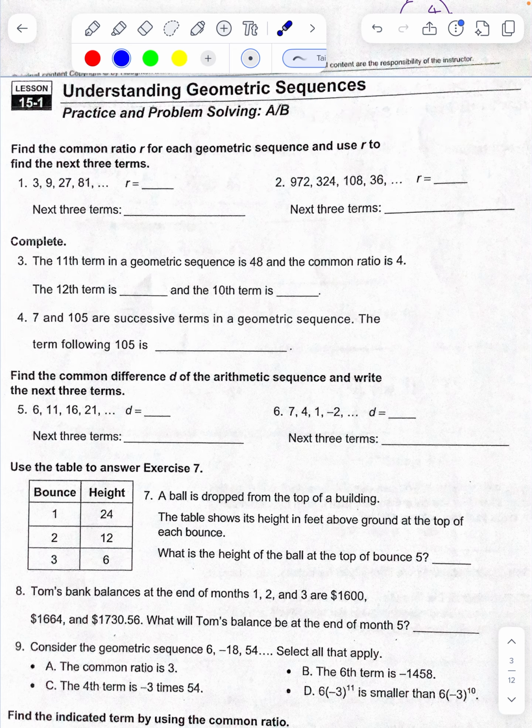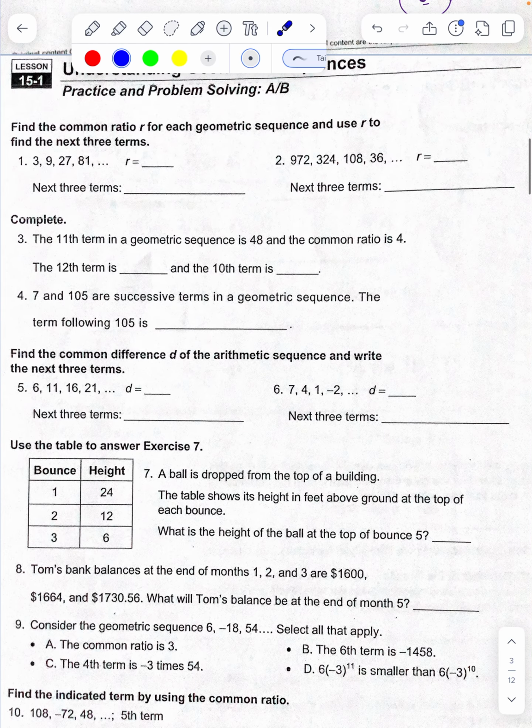But sometimes a sequence can be created by multiplying. For example, if I start with 3, the first term is 3, multiply by 2, then the next term is going to be 6. Multiply by 2, the next term is going to be 12, and then 24, right? Multiplied by 2. So when the rule is multiply, we call the sequence a geometric sequence.